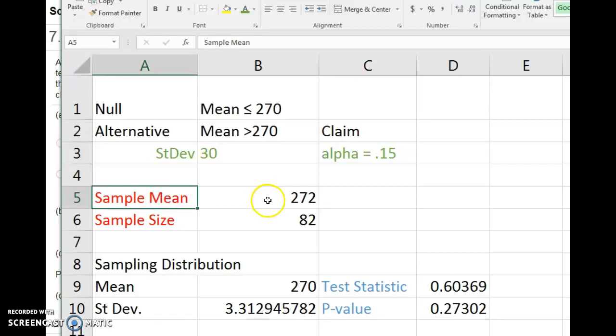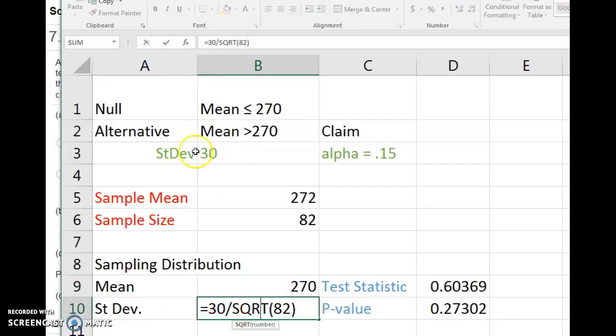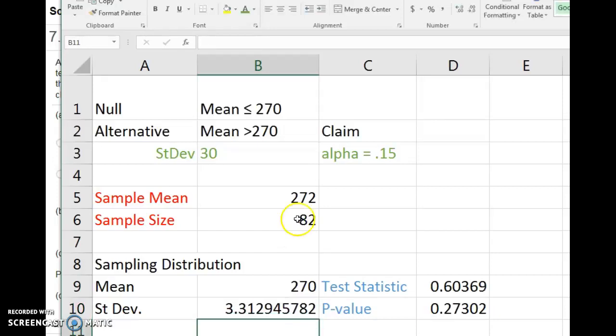So the sample mean we were told was 272 and our sample size was 82. So central limit theorem tells us our sampling distribution, we're going with the assumption that our null is true, so our sampling distribution is going to have the same mean as our population, and we know the standard deviation is going to be population standard deviation divided by the square root of the sample size. So that's how you get the mean and standard deviation for your sampling distribution.